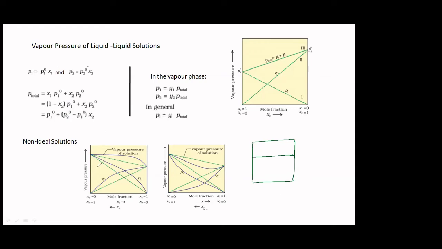So you have to be very thorough with the concept of azeotropic mixtures, positive and negative deviation. What are the different kinds of solutions or liquid mixtures formed? Ideal solutions, or those which show positive or negative deviation. That is very important. Okay.